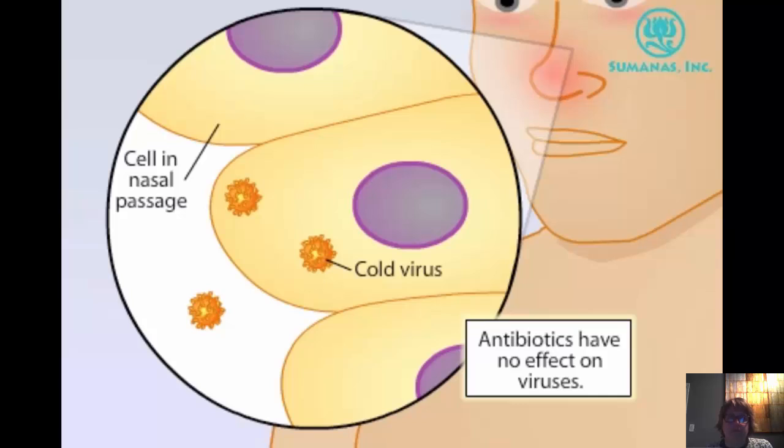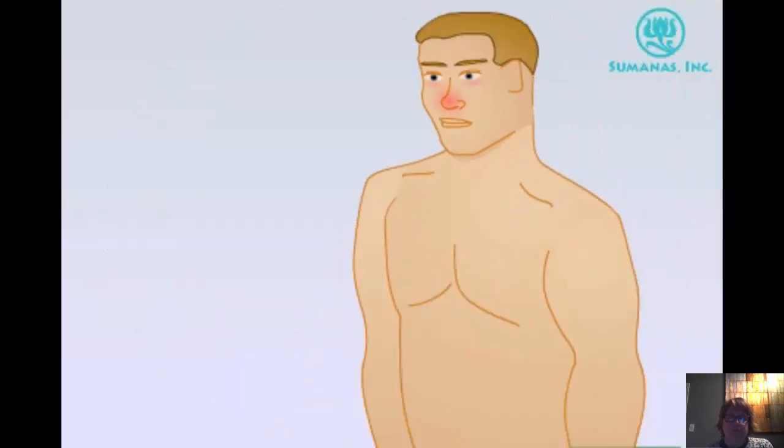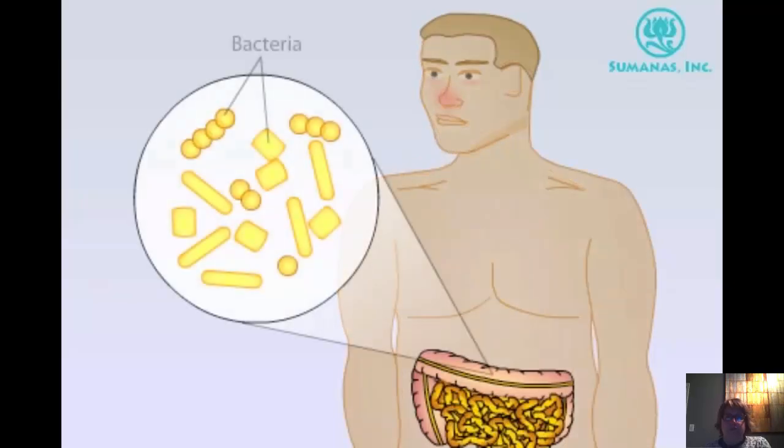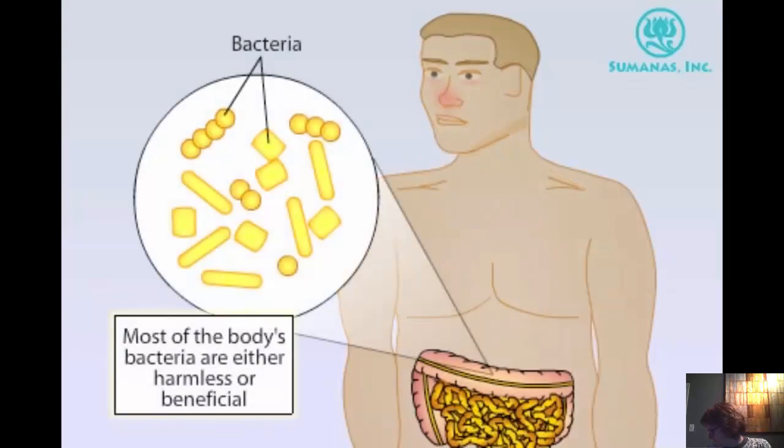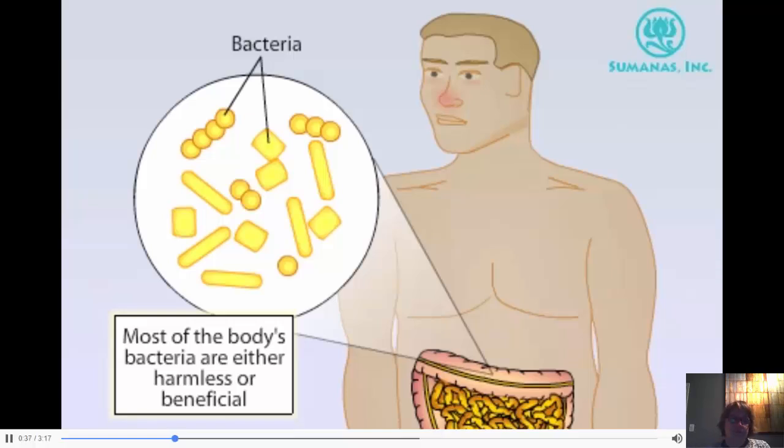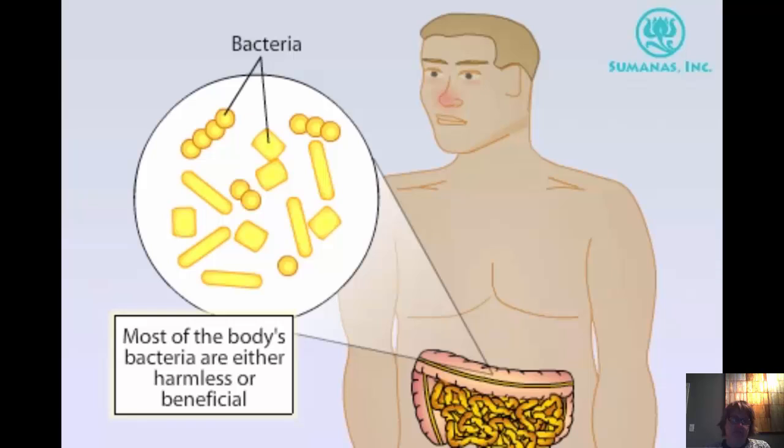Antibiotics attack bacteria. There are millions of bacteria in the body. Most are found in the gut and are either harmless or beneficial. Some of these bacteria are beneficial because they make vitamins that the body can use. Also, by competing for space and nutrients, the many species of bacteria prevent each other, as well as other harmful bacteria, from multiplying out of control.